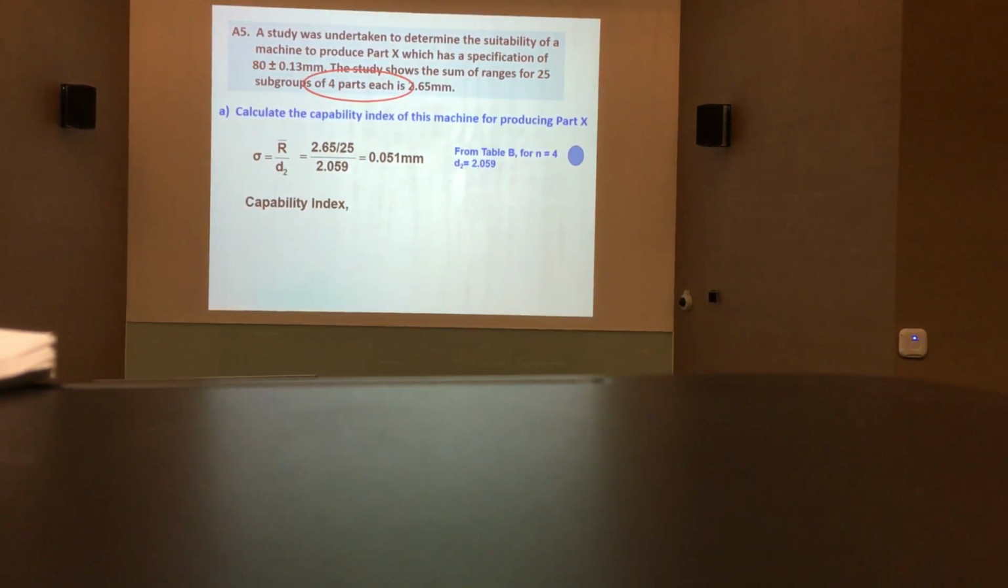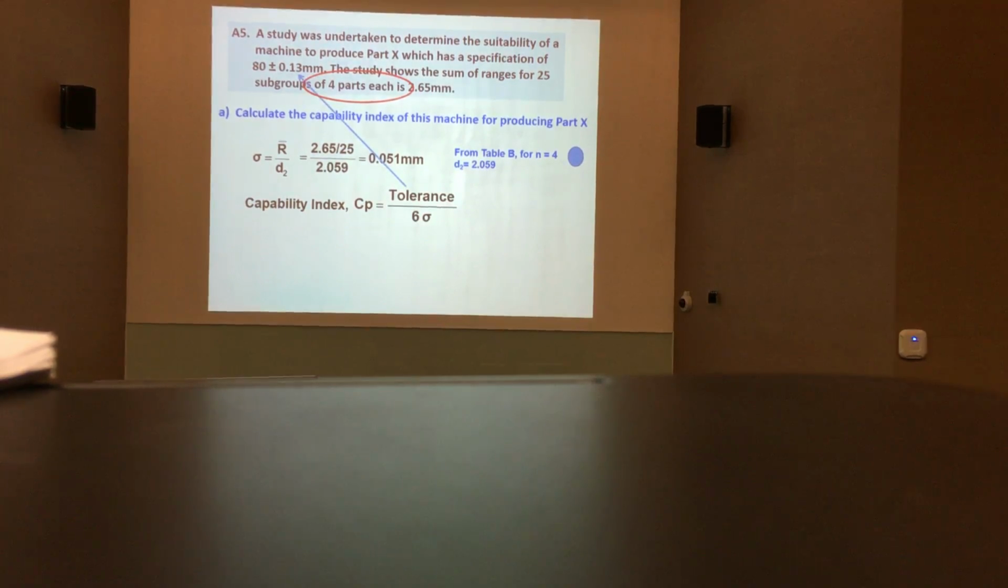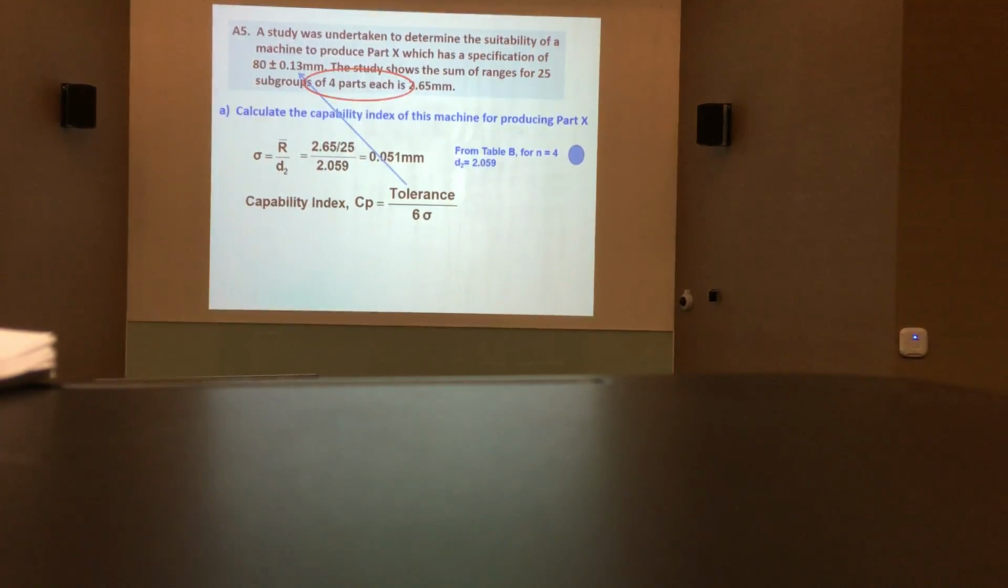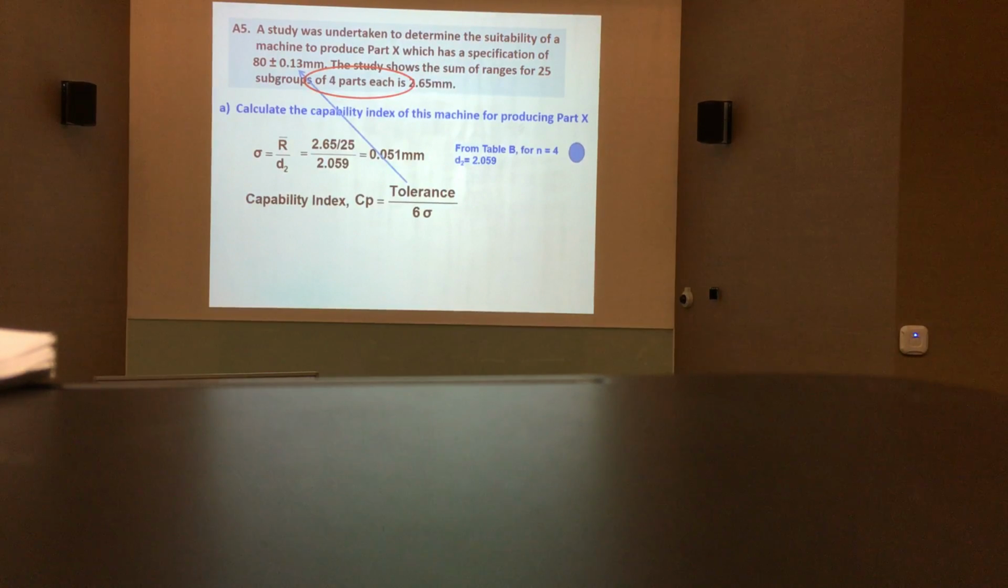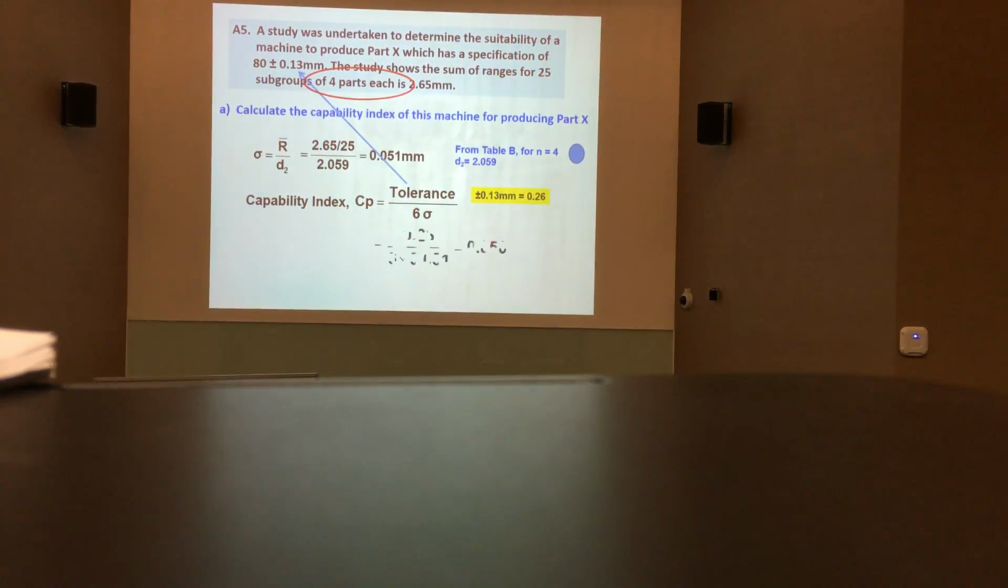Okay, so Cp is tolerance over 6 sigma. Tolerance is here, plus and minus 0.1. You will get your Cp equals 0.850.